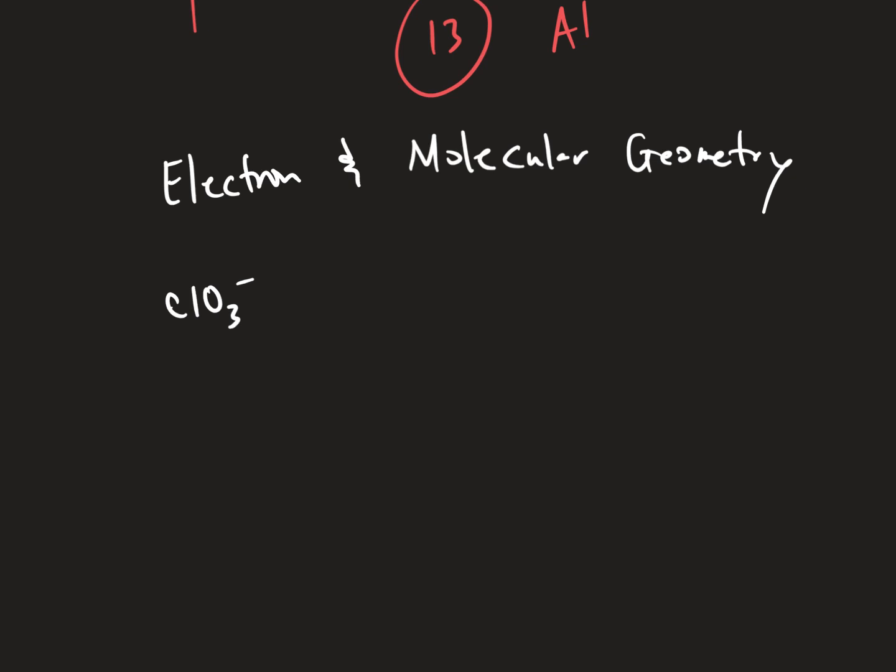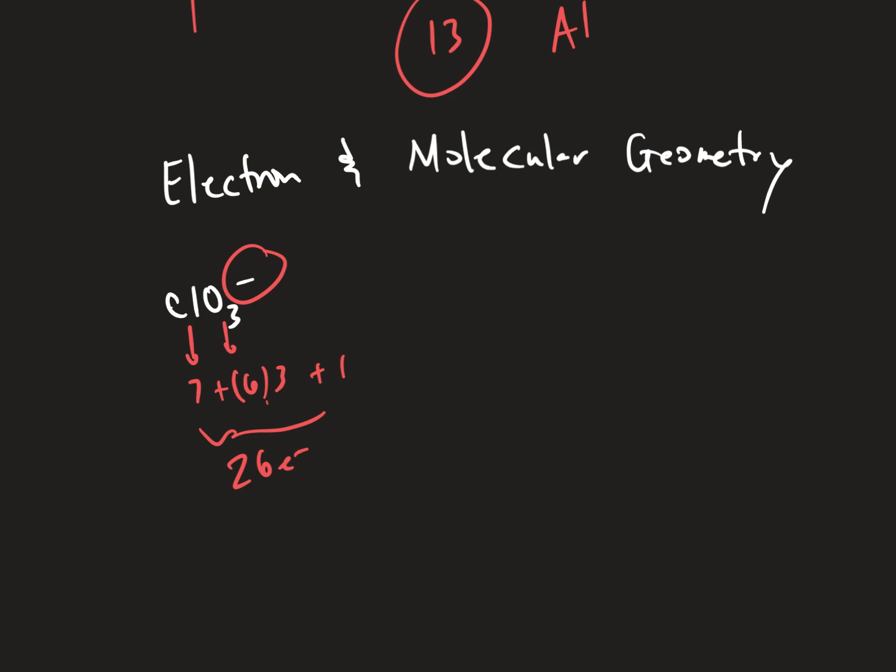So what's the first step? Count the valence electrons, right? Chlorine has 7, oxygen has 6, and there's 3 of them. And what does that negative mean? +1. It gained 1 more electron, right? You all with me? So that's a total of 18, 19 plus 7 is 26. Questions? Are we good so far?